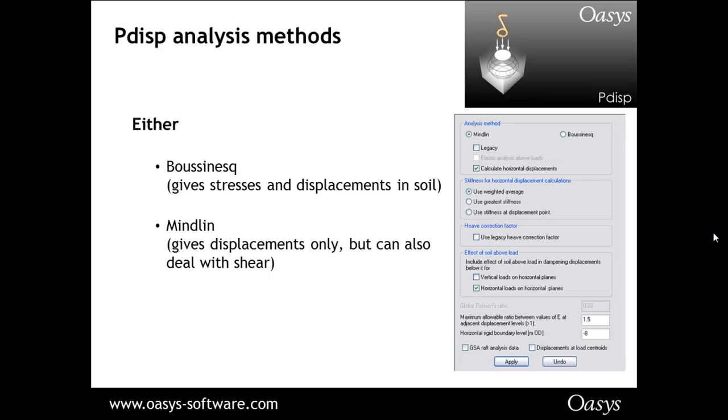So the two analysis methods which are available are the Boussinesq, which gives stresses and displacements in the soil. It's also able to deal with non-linear soils, so it's very good in that way. But the Mindlin method is an elastic analysis. It gives displacements only, but it can deal with shear, and it also gives horizontal displacements. So, for example, if you feel that your soil is pressing down and out, the Mindlin would be a good method to be using.